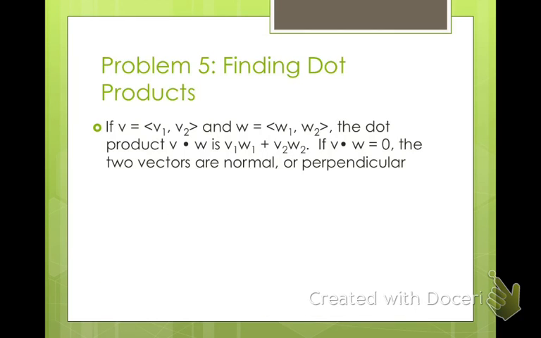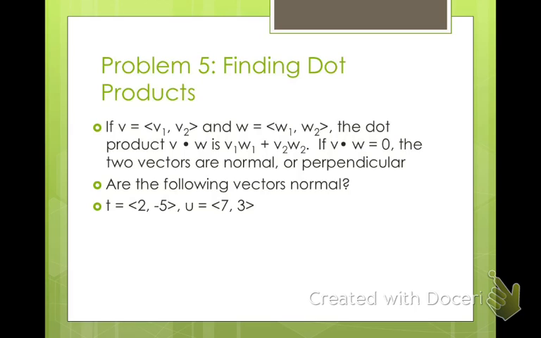Alright, there's a couple more. I want you to work on those. And then the last one is finding dot products. So if v equals ⟨v1, v2⟩ and w equals ⟨w1, w2⟩, the dot product of v times w, you multiply your first values in each of them, and then you add the second values of each of them. If you multiply them together and you get 0, then your two vectors are perpendicular.